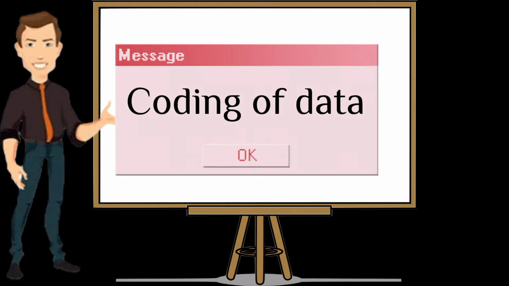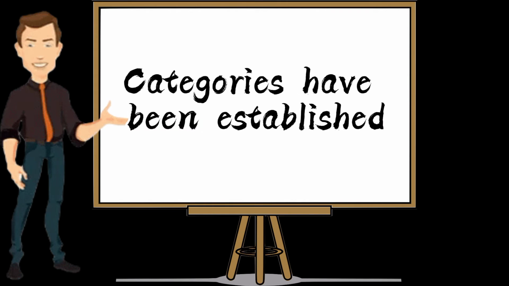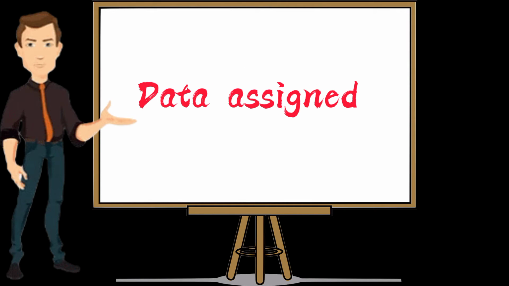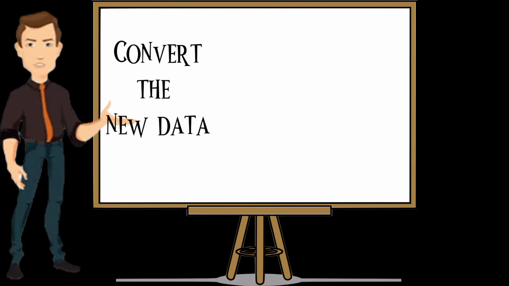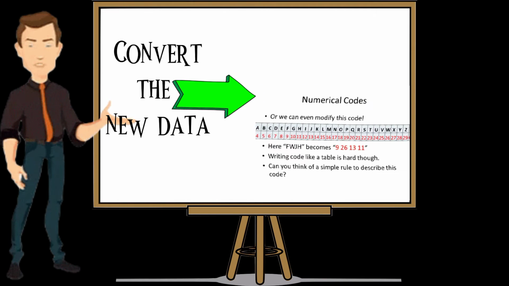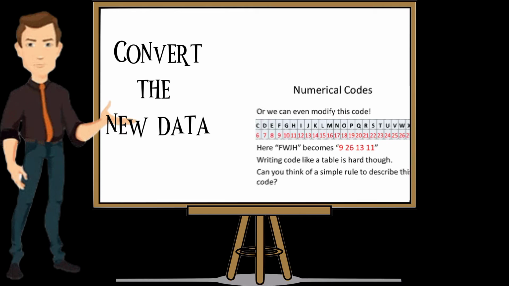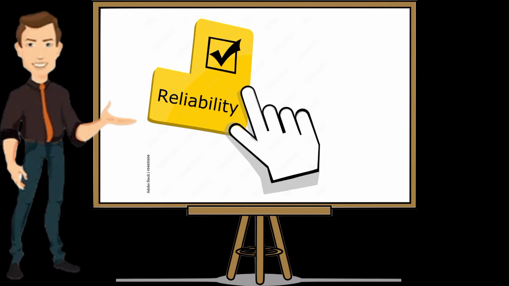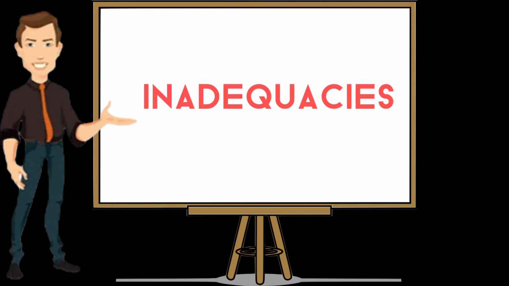Coding of data. Once the categories have been established and data assigned to them, it is necessary to convert the new data or responses to numerical codes so that they can be tabulated or tallied. One of the most important considerations in coding is reliability. Problems of reliability in coding can result from inadequacies in the data.